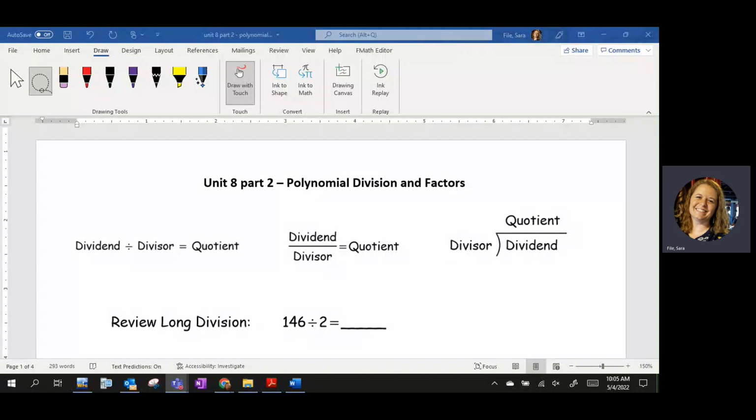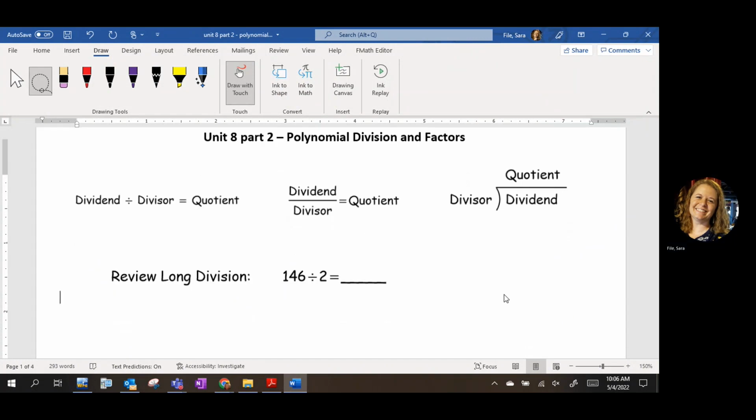We're looking at polynomial division and factors, and this is the last set of notes for the year 2022. All right. Quick refresher on vocabulary. Dividend divided by divisor equals quotient. So the quotient is the answer in a division problem. The divisor is what you're dividing by, and the dividend is what's being divided.